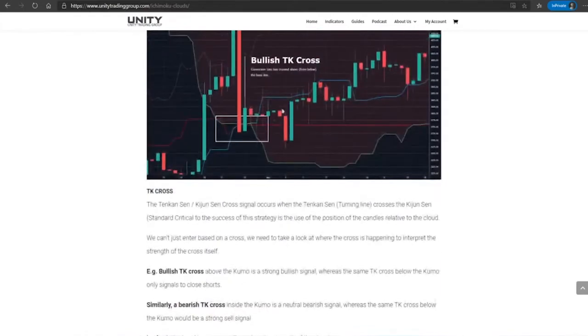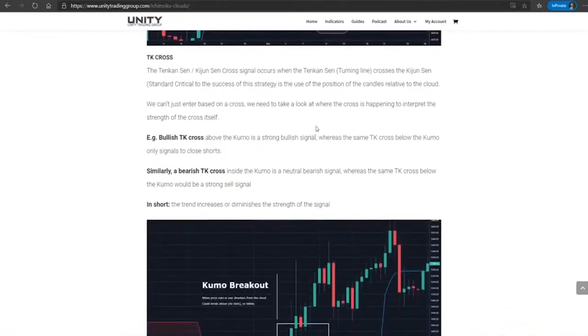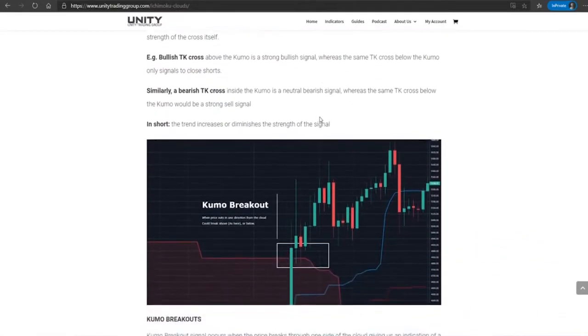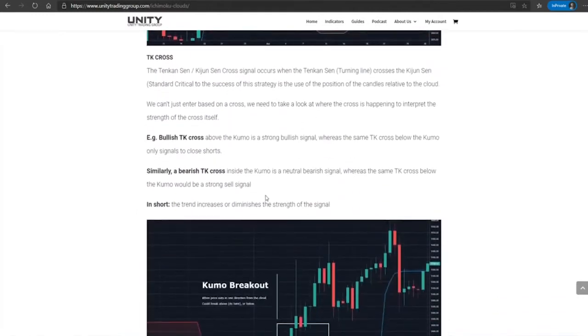When your red line crosses your blue line upwards, as we said, that's what's called a bullish TK cross. And similarly, a bearish TK cross occurs at the other side of that. When the blue line crosses over the red line, that's a bearish TK cross. And TK stands for Tenkan Kijun cross.